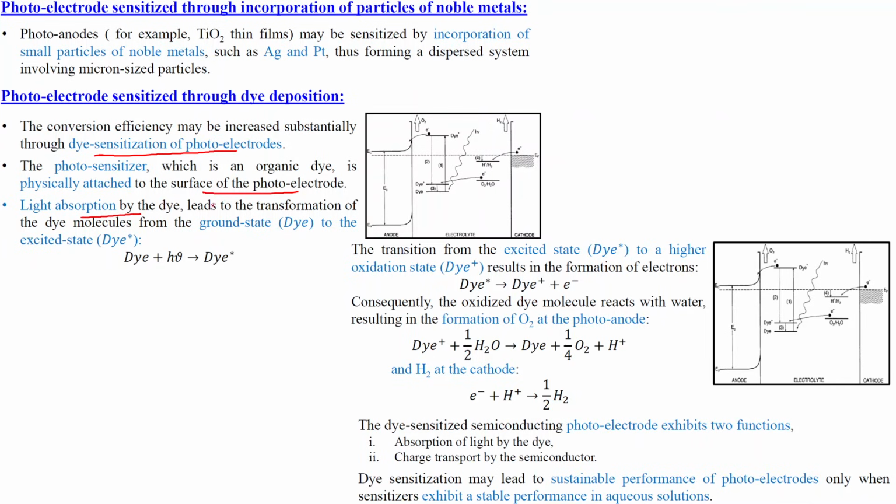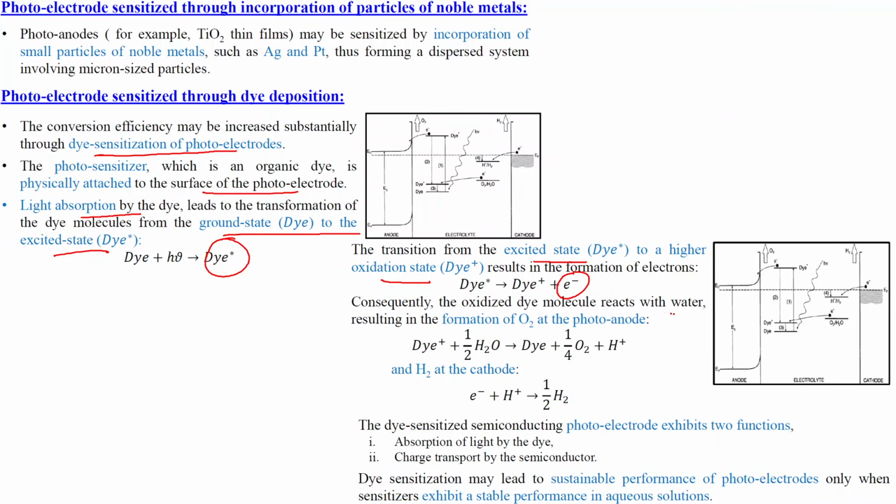So light gets absorbed by the dye, which leads to the transformation of the dye molecules from the ground state to the excited state. So the dye molecules absorb the sunlight, get excited and form dye prime. And after further absorption of the sunlight, this dye prime, which is the excited state, goes to a higher oxidation state and forms dye positive, after releasing an electron.